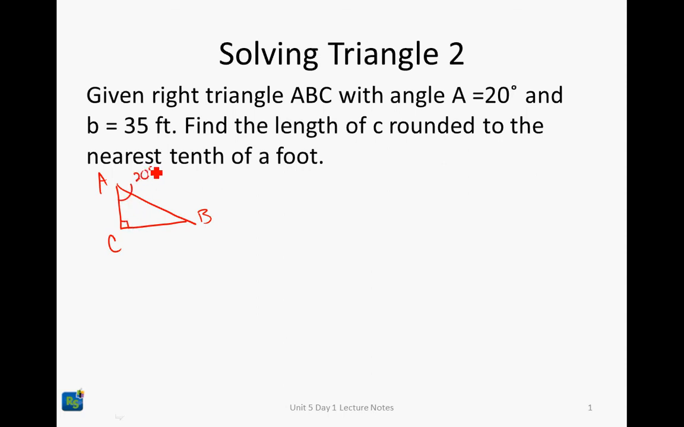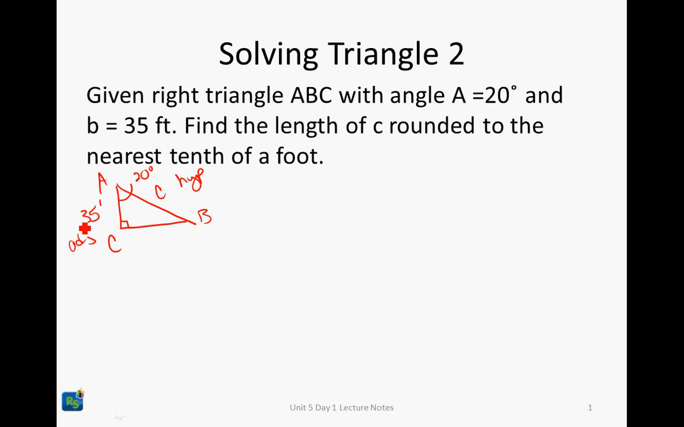We know that angle A is 20 degrees. We know that side B, which is opposite from angle B, is 35 feet, and we would like to find side C rounded to the nearest tenth of a foot. The angle I was given was angle A, and in relationship to that angle, I was given the hypotenuse side and I was given the adjacent side. Remember, the hypotenuse can never be adjacent.